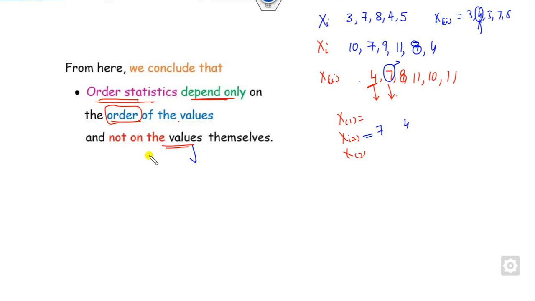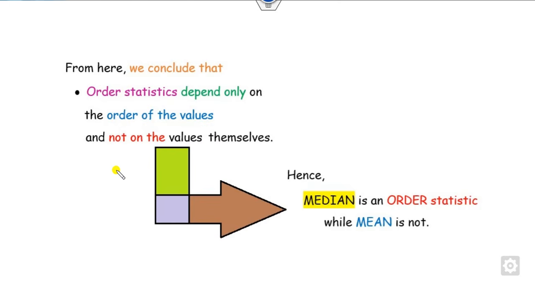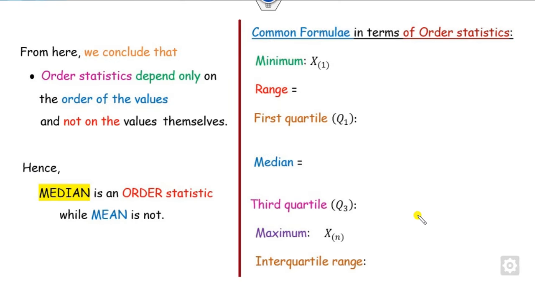Do you remember any of the terms which we deal with? Yes, the median is an ordered statistic, because the median also depends on the position only. It does not depend upon all the observations. So that's why the median is an ordered statistic, while the mean is not. Whenever we are talking about ordered statistics, the median will be the preferable one.